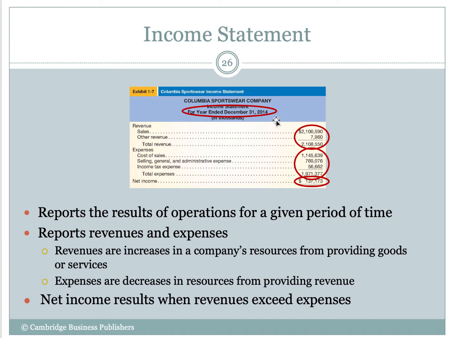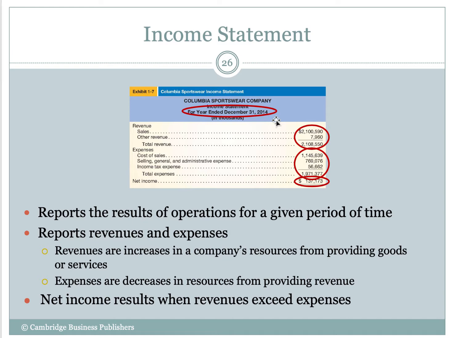It's for the year ended 12/31/2014. So what we're saying here is that this financial statement, this income statement, is not like the balance sheet. We said that the balance sheet is like a Polaroid picture or a snapshot. The income statement is more like a movie. It covers a span of time. So the income statement reports the results of operations for a given time period.